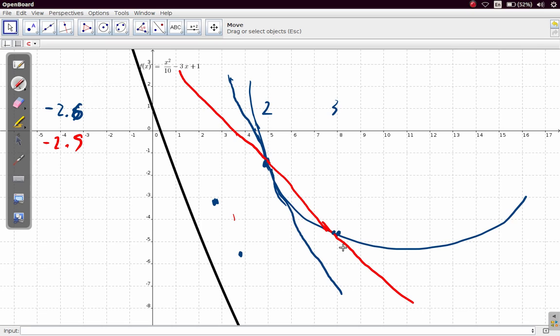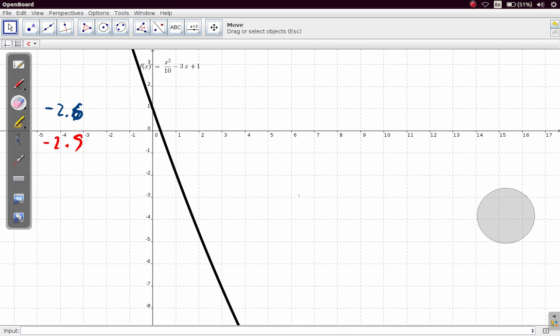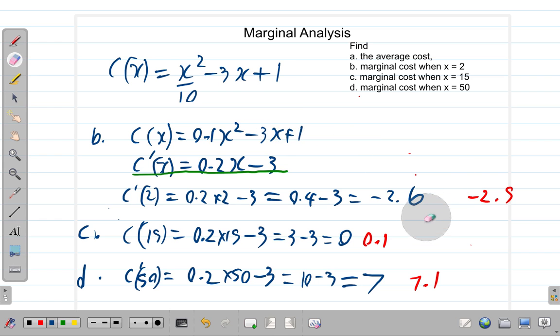The red line would be an approximation because you're finding the gradient of a line that passes between 2 and 3. And it would be less steep. This answer here is an approximation, and it is less steep. Right? Just to give you an idea why you have a difference between when you differentiate and when you find the cost function for this value and then the value after. Let's look back at this.